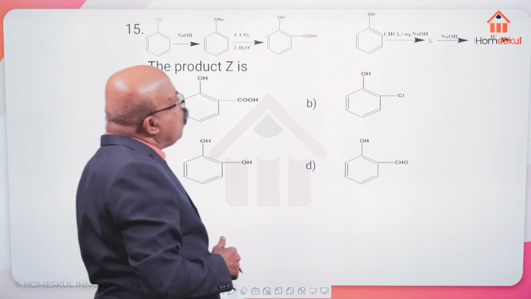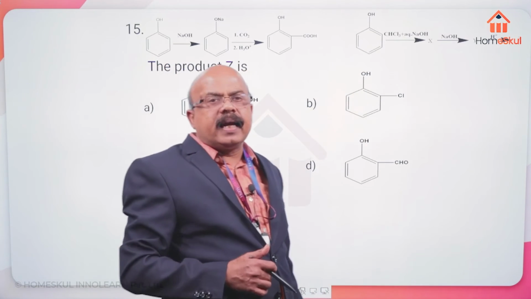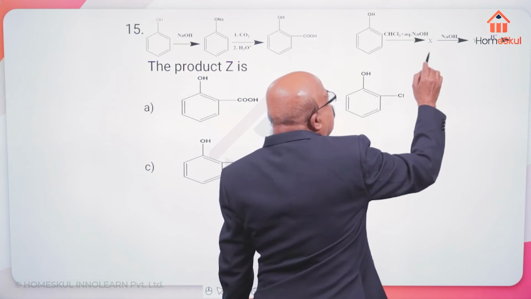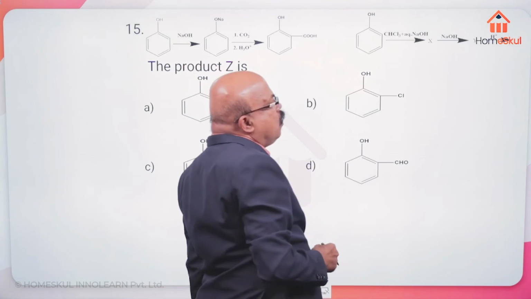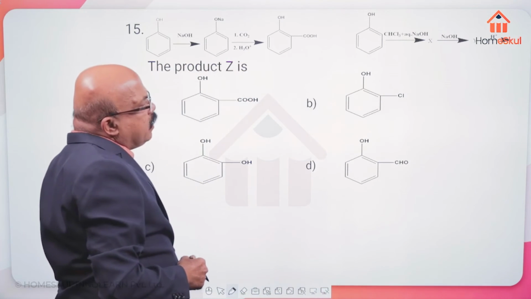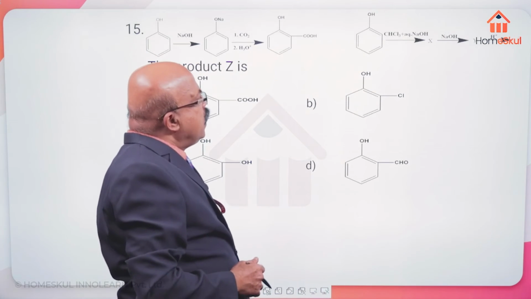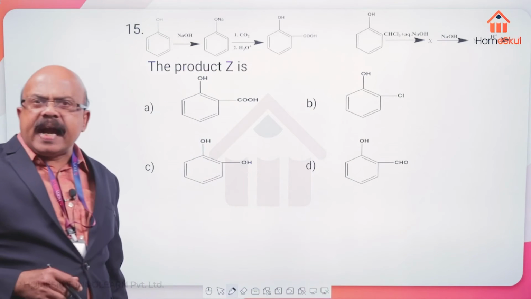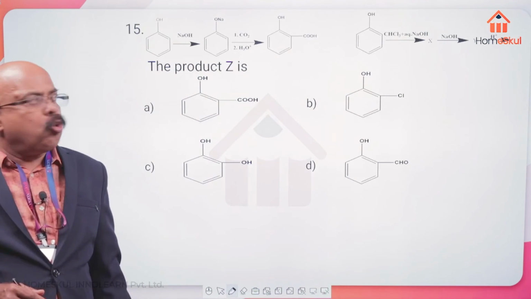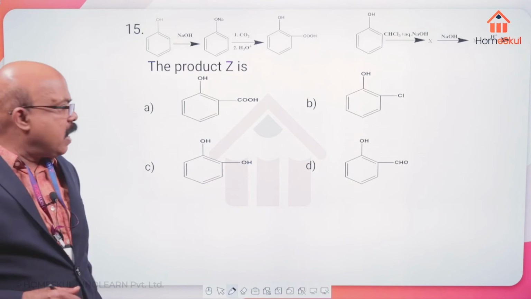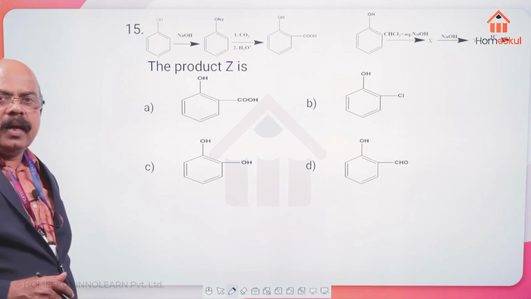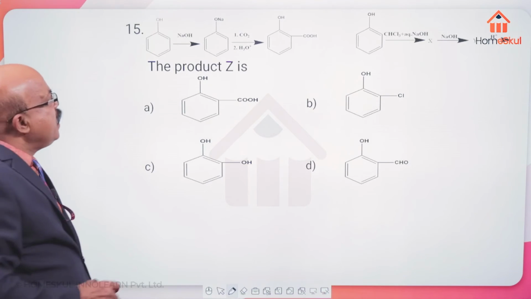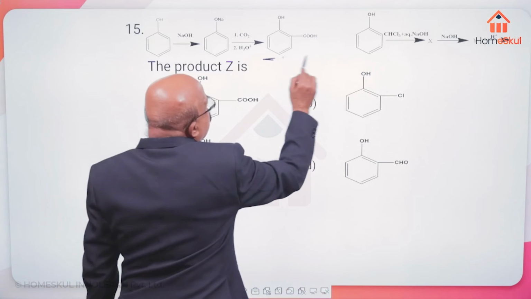If so, phenol on treatment with chloroform and alkali produces a compound X. That on treatment with NaOH giving Y. That on acidification produces Z. So you know that this reaction is what? This reaction is Reimer-Tiemann reaction. The product obtained is orthohydroxy benzaldehyde or salicylaldehyde. Here the answer is salicylic acid.